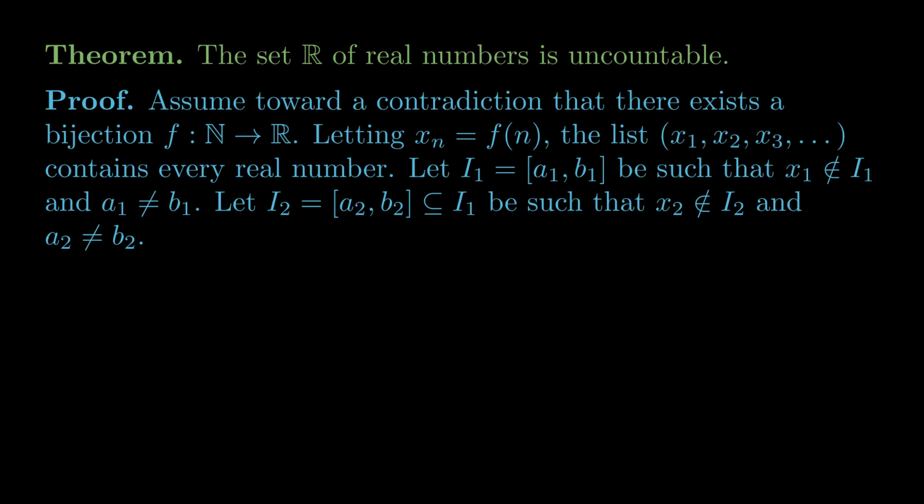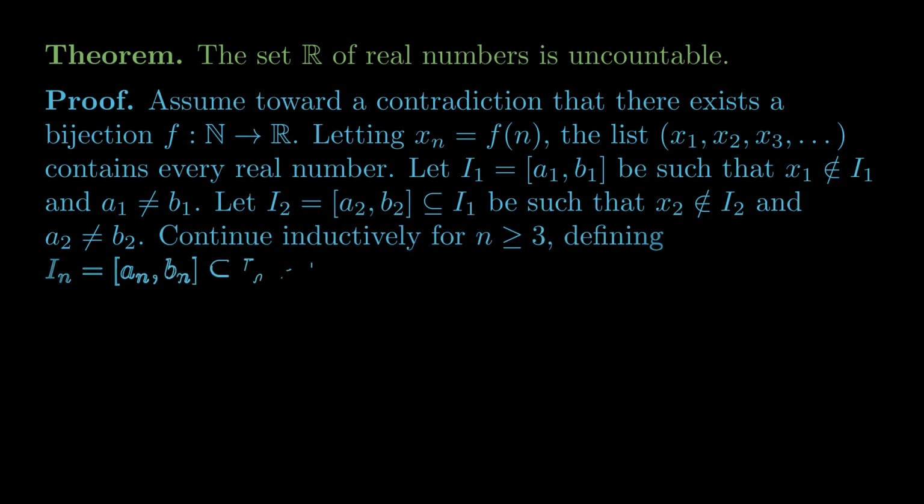And we know such an I2 has to exist because we could definitely embed two disjoint closed intervals within I1, and x2 could belong to at most one of them, so we could take the other one. And we'll continue inductively for n greater than or equal to 3, defining In to be a closed interval contained in I sub n minus 1, such that xn is not an element of In.